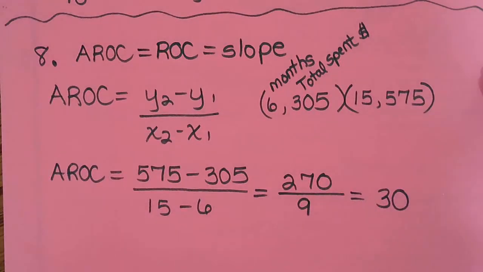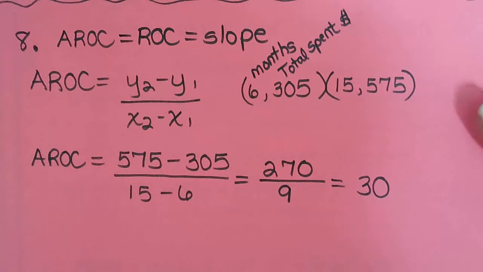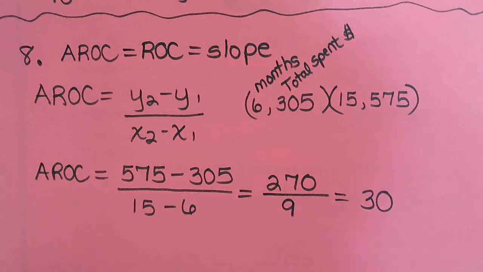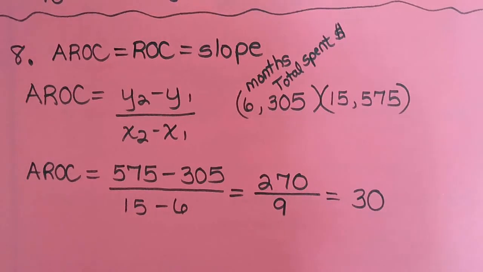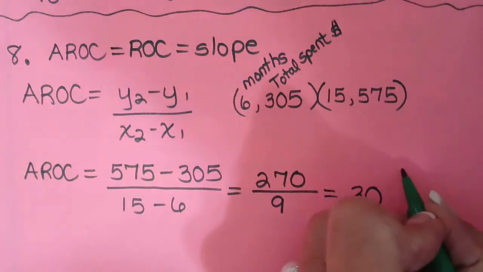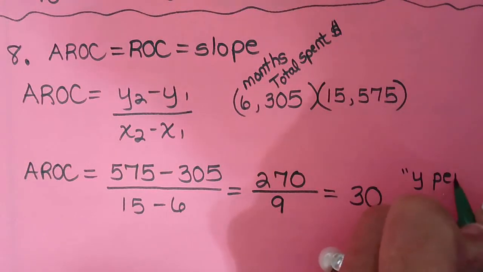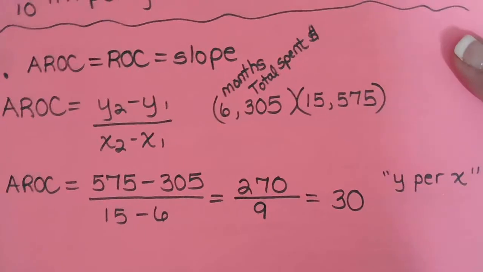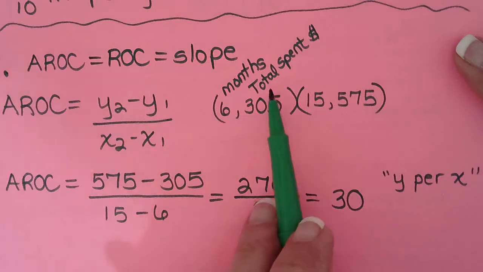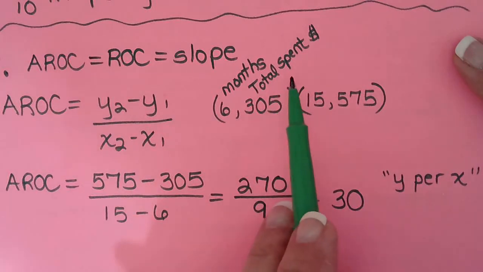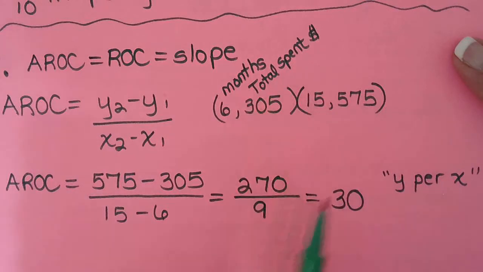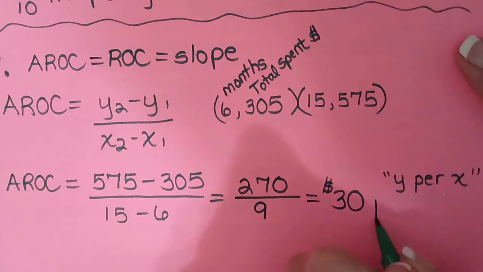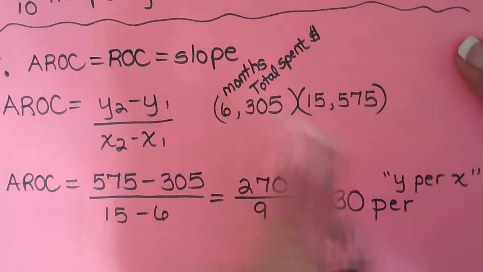And then this is the critical thing. This is the most important part of the whole problem, labeling your rate of change. And remember what I said, it always has to have the word per in it. And it's always y per x. And until you get used to it, just write it every time. Y per x. So that leaves us with total spent in dollars. So we could say dollars per x, which is month.